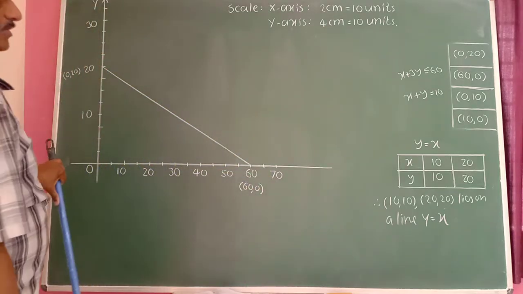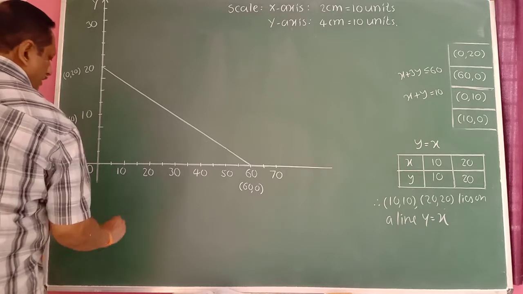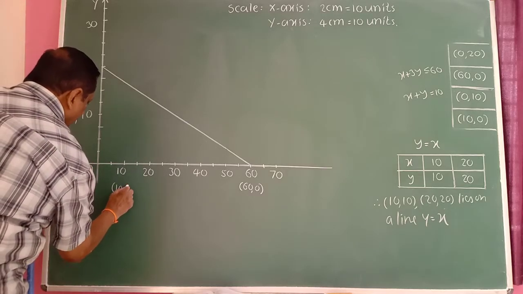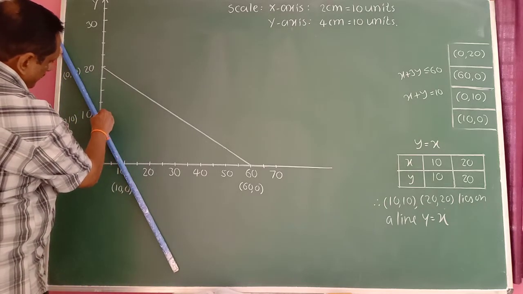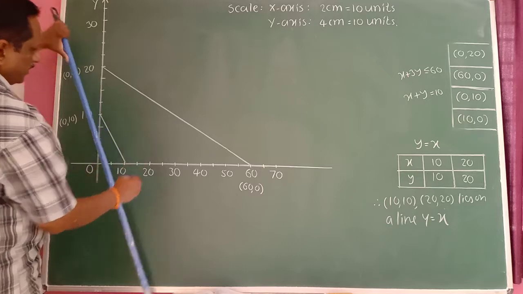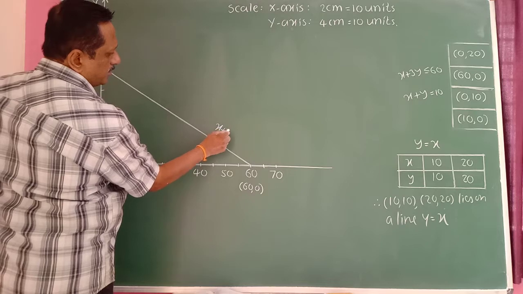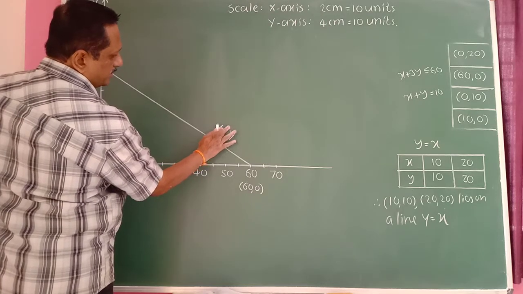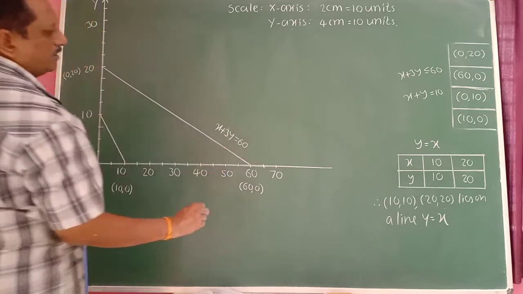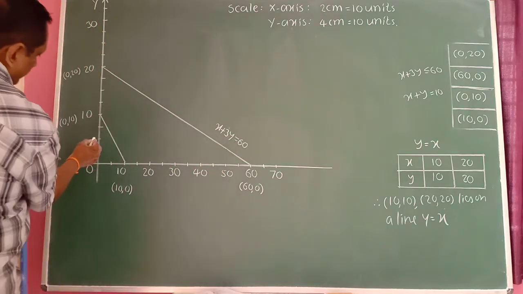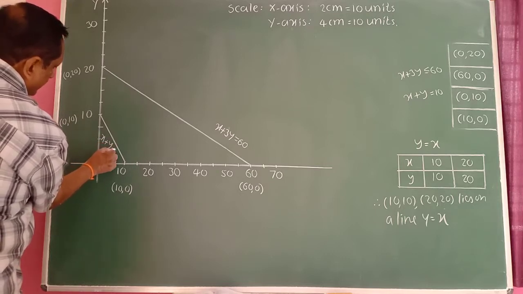So similarly, 10, 0 and 10, 0. Join these two points here. Okay, so the equation of this line is x plus 3y, so x plus 3y is equal to 60. And the equation of this line is x plus y is equal to 10.